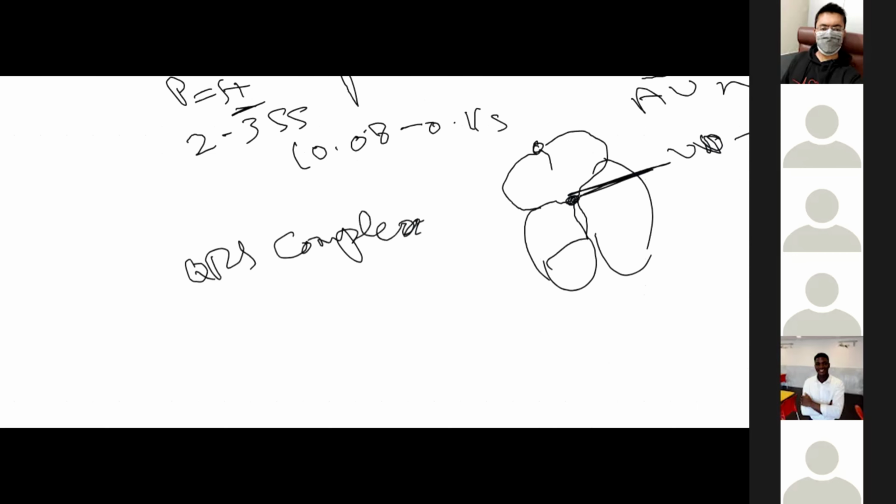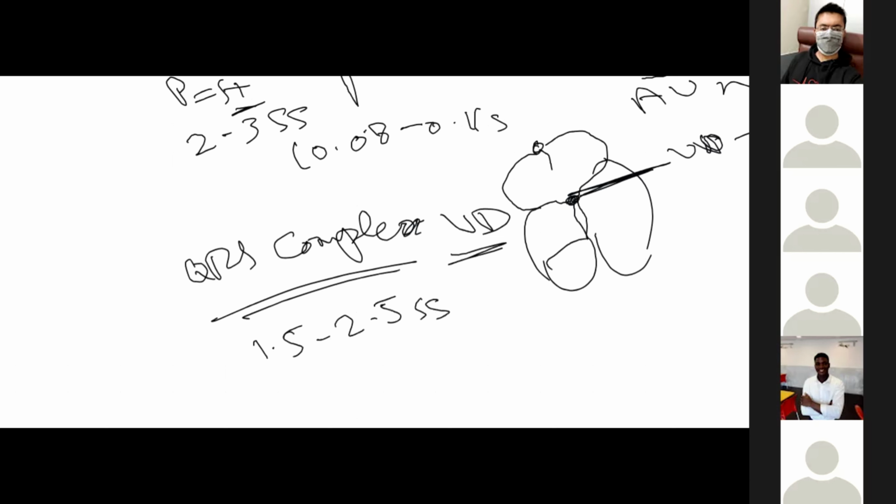What is the QRS complex? As I already told you, it is ventricular depolarization, and we are discussing the normal limits of it. The QRS complex is usually 1.5 to 2.5 small squares, which is 0.06 to 0.11 seconds.